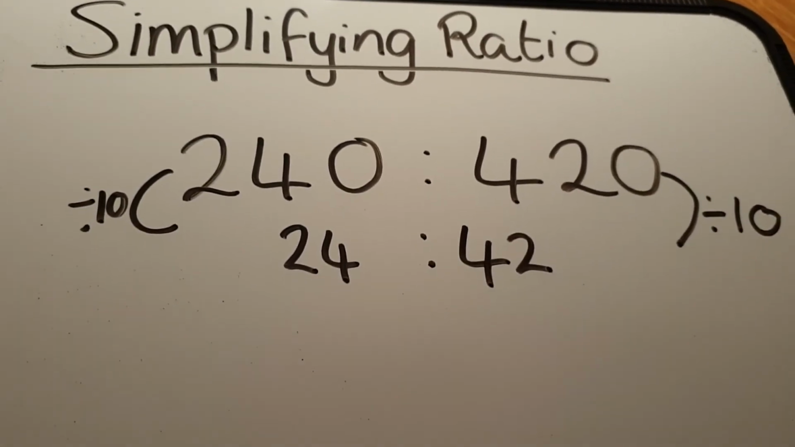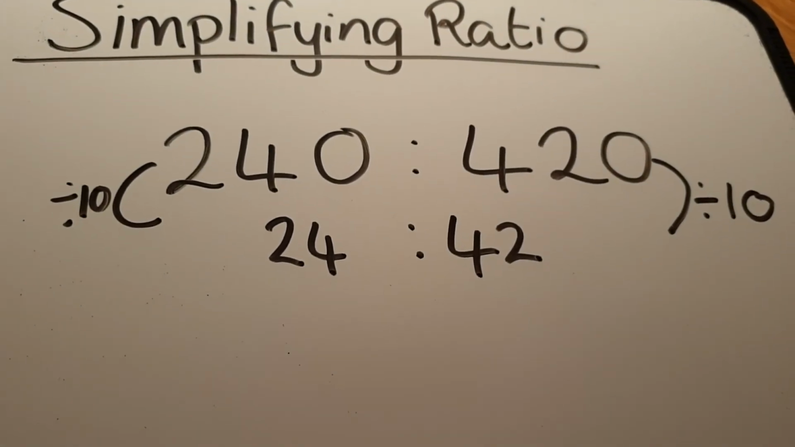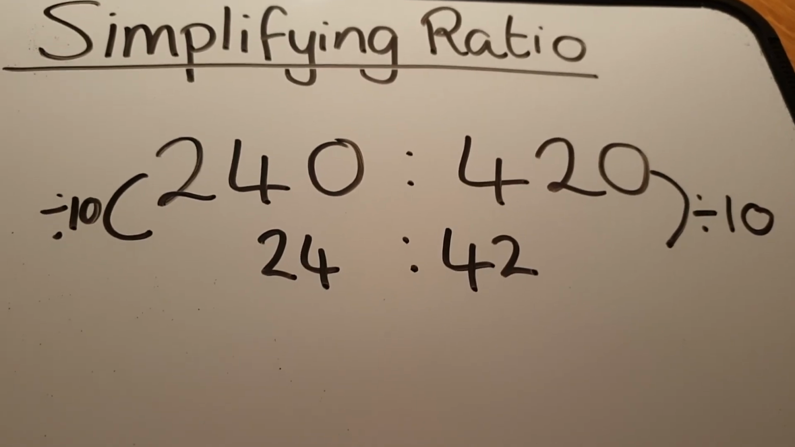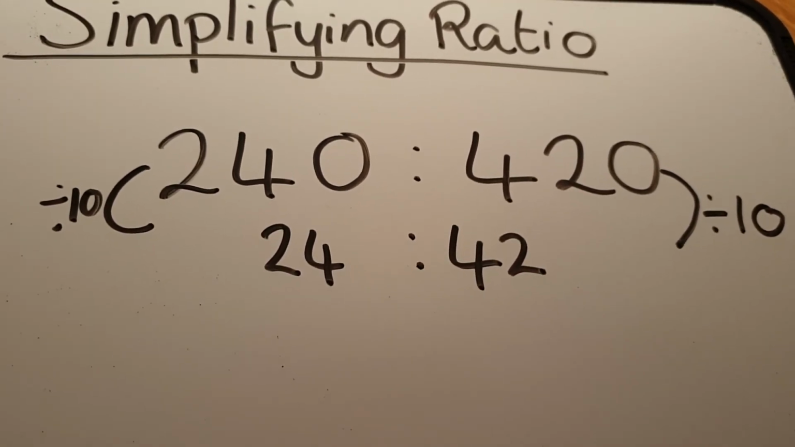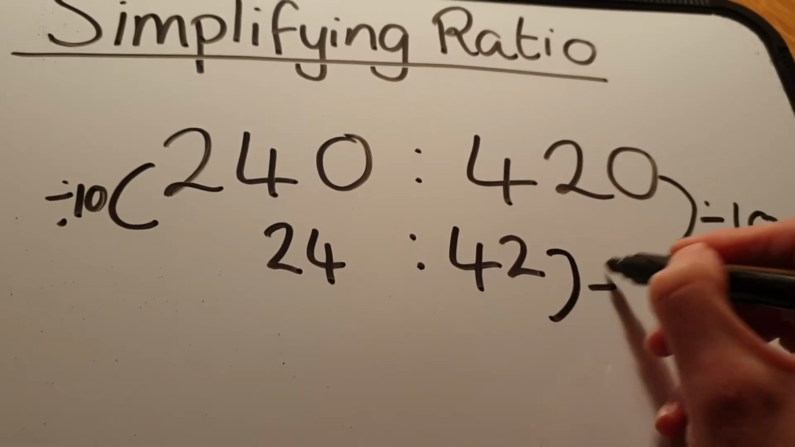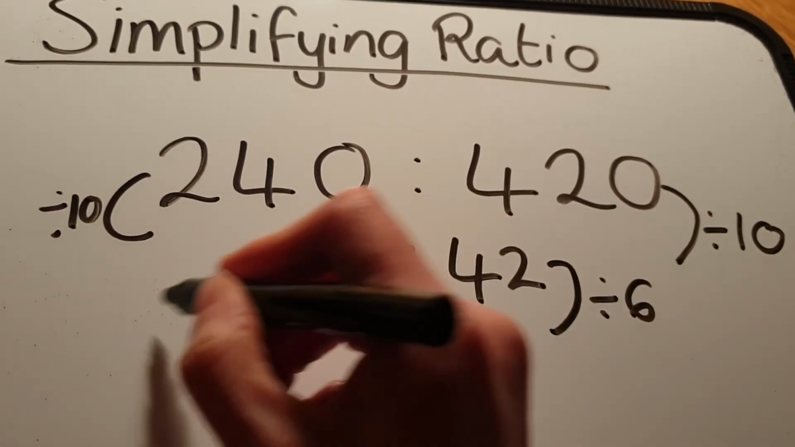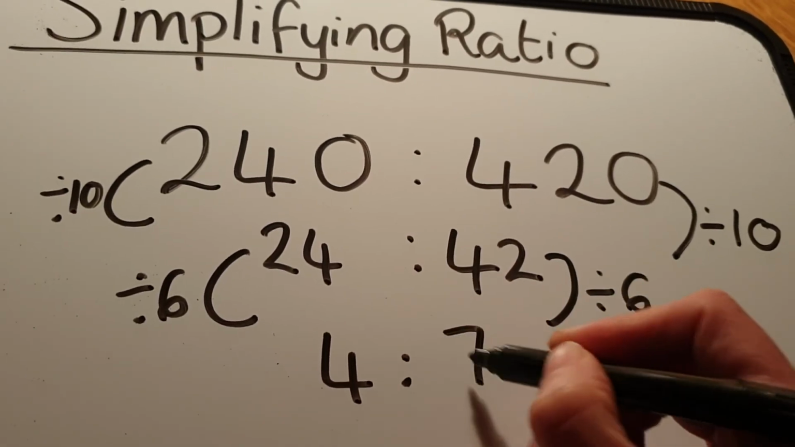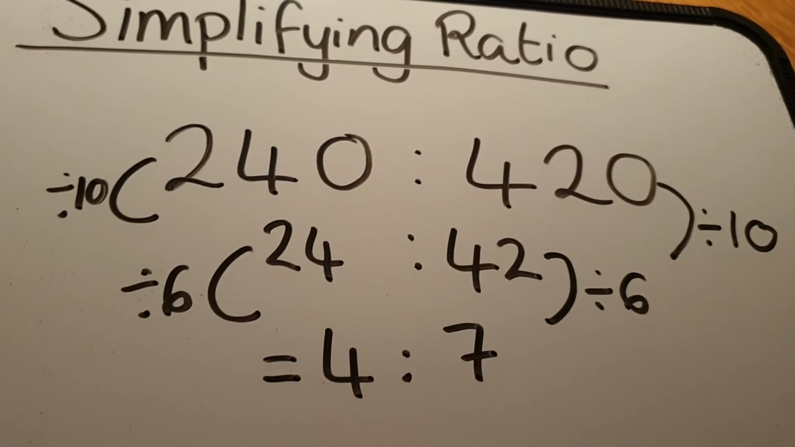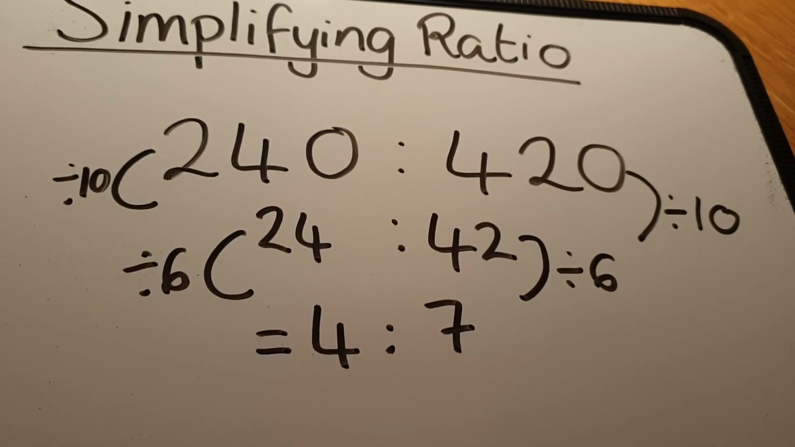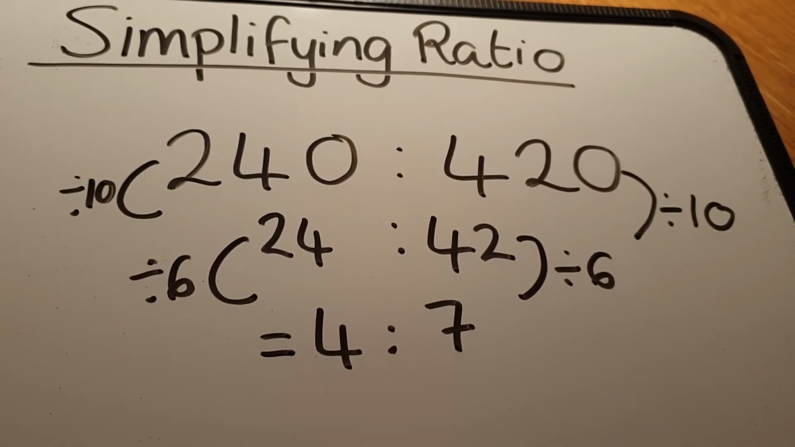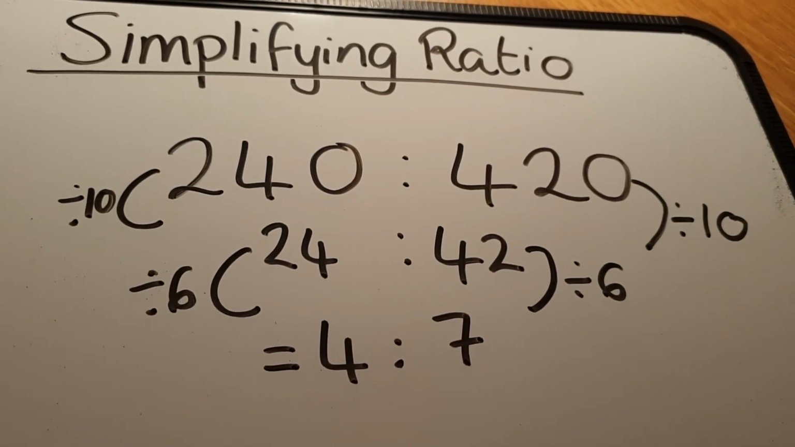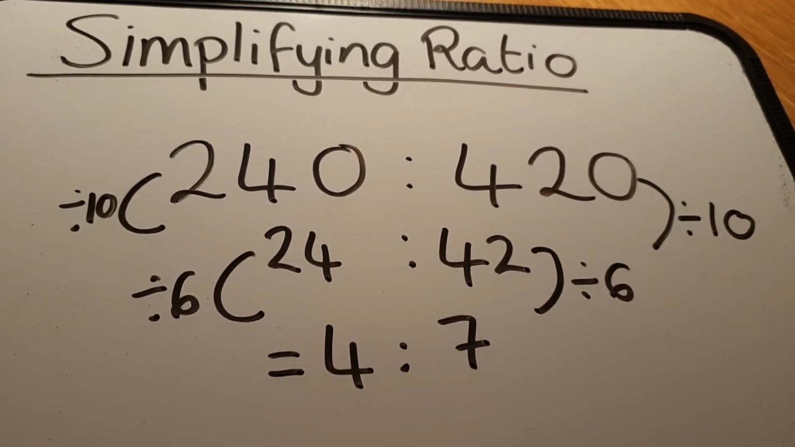Then look at the 24 and 42 and say to yourself, what can I divide both of these by? Try and think of the highest number. So the highest number I can think of is 6. So I'll divide them both by 6. And I'm getting 4 and 7. Does any number divide into 4 and 7? No. So we're done. But always just double check that you cannot divide further. And that's how you simplify ratios.